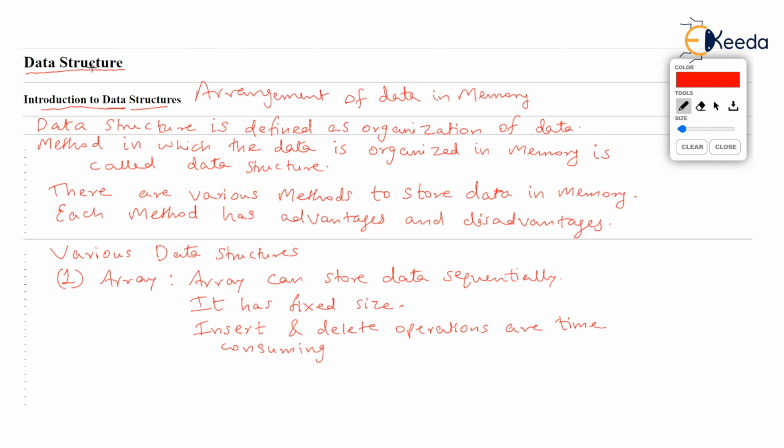So just check the definition I have written. Data structure is defined as organization of the data stored in memory. That is, the method in which the data is organized in the memory is called data structure.